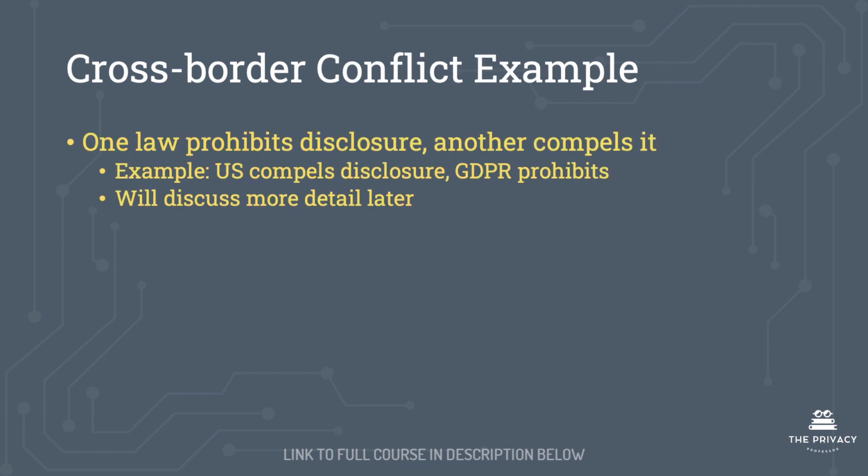An example of cross-border conflict, we actually looked at this just a moment ago. If we have one law in one jurisdiction that prohibits disclosure, such as we do with the GDPR, and another that compels it, like we might in the United States, there's certainly a tension there. And how these two jurisdictions, the United States and the European Union, reconcile that difference is something we're going to talk about in a later lecture.